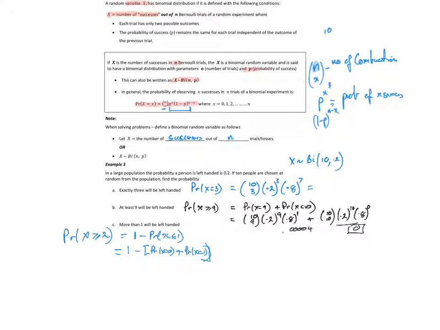Okay, it's quicker than working out all those other values. So for us, 1 minus x is equal to 0 means I have 10 selections, I have 0 successes, I have 0.2 to the 0 successes, and I have 0.8 to the 10 failures, minus, well, out of 10 trials, I get 1 left-hander, which is 0.2 to the 1, 0.8 to the 9. So I have 1 success and 9 failures.